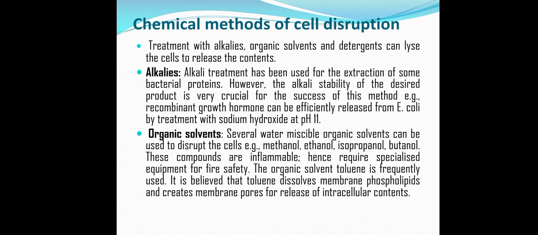For example, the recombinant growth hormone which is produced within E. coli cells can be efficiently released from the E. coli cell by treatment with sodium hydroxide at pH 11.